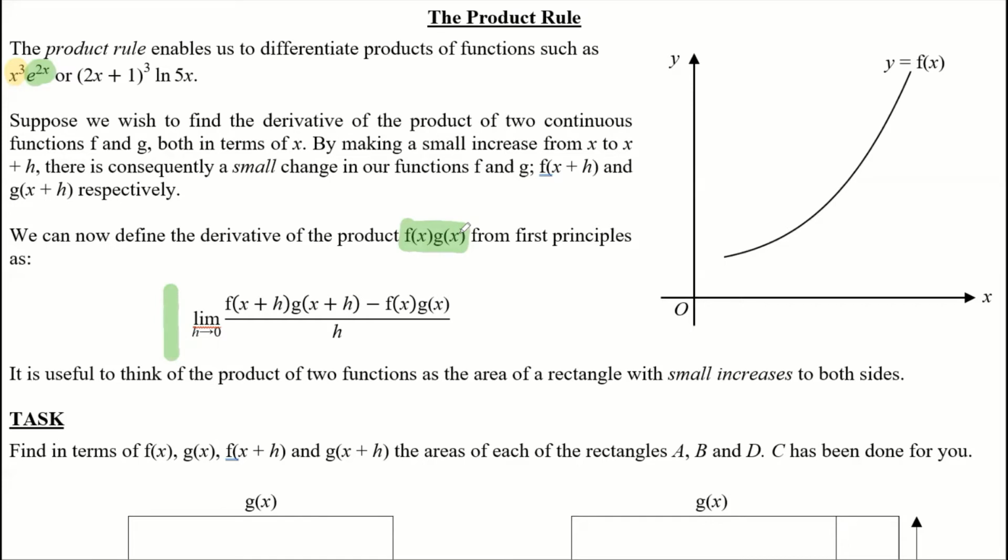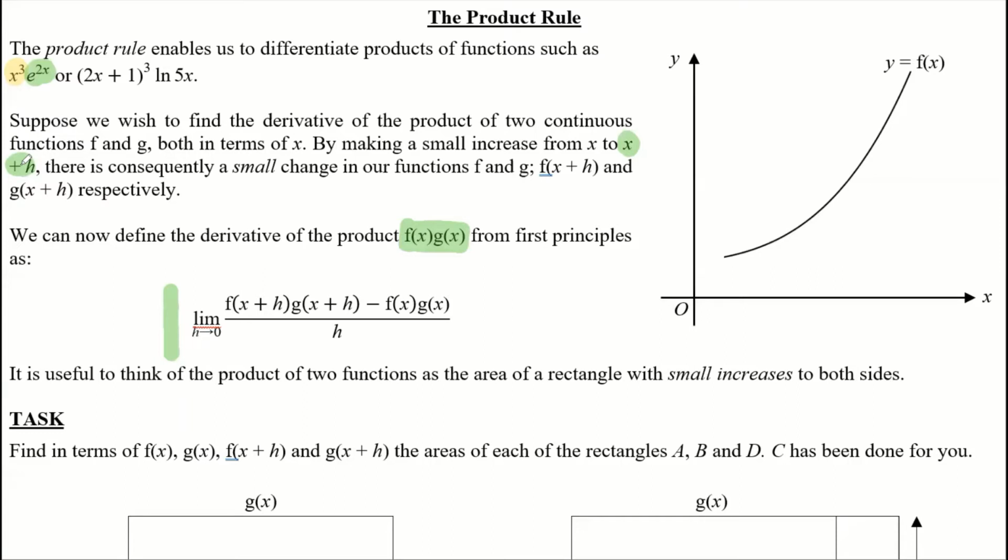Now, I'm going to show this idea just visually or just graphically first on a graph, and then we're going to use the analogy of areas of rectangles to sort of build a picture, because we are going to actually prove this in a moment. So I just want to go through the text just to explain how this works. So in the text, it says, suppose we wish to find the derivative of the product of two continuous functions f and g. Continuous is important, but you don't need to worry about it too much at this stage.